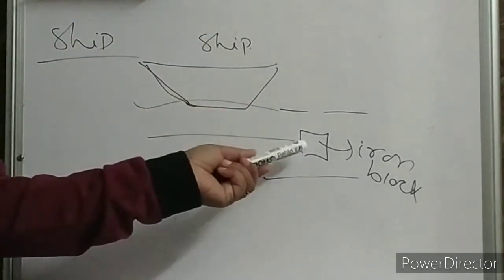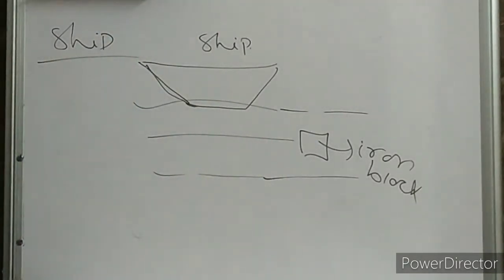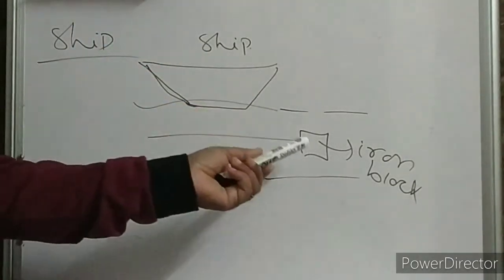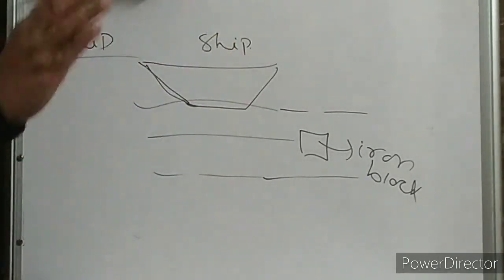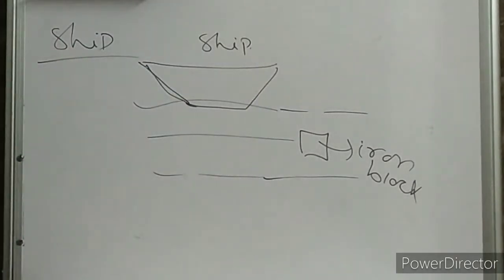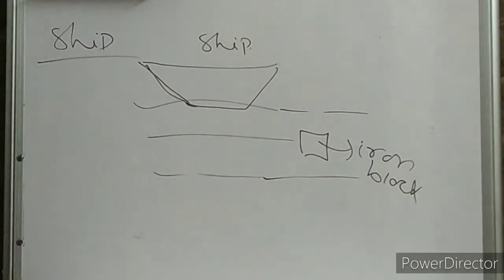This is floating and this is sinking. See, from this we can easily make out it is not related to weight. This is heavy, this is not heavy. If you compare the weight of the ship, it is definitely more than your small iron block. So if it is light, it will float; if it is heavy, it will sink. This theory is not applicable, children. Then what is applicable? It depends on density rather than weight.